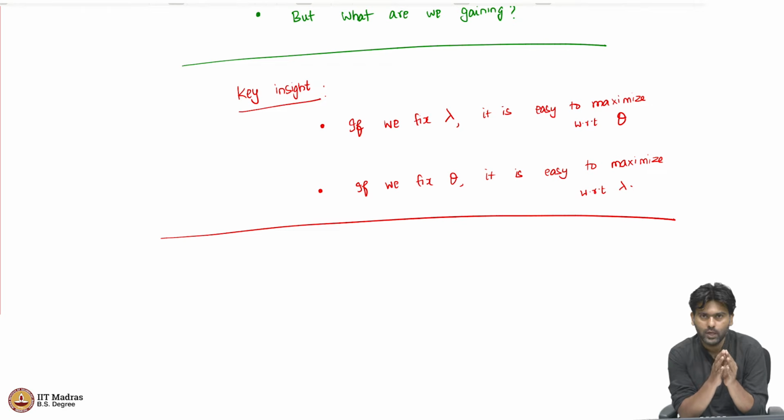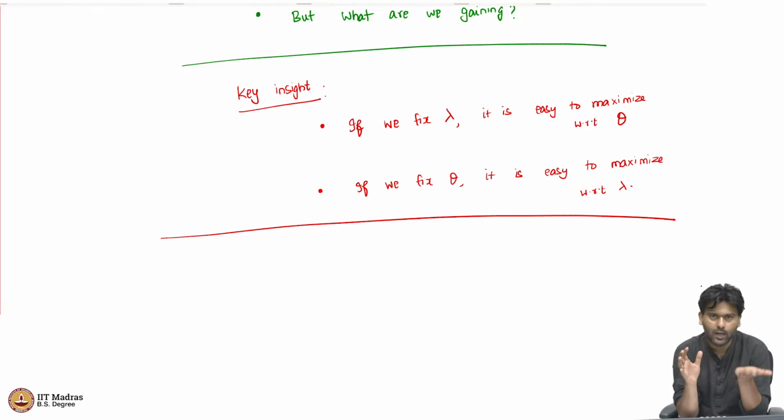Originally we had a problem which had only one set of parameters theta, and we do not know how to maximize that in a nice efficient way. Now we are introducing another set of parameters, and we are saying that if I fix some value for that parameter, I can maximize this modified likelihood with respect to theta very easily, and if we fix theta, then we can maximize it with respect to lambda very easily.